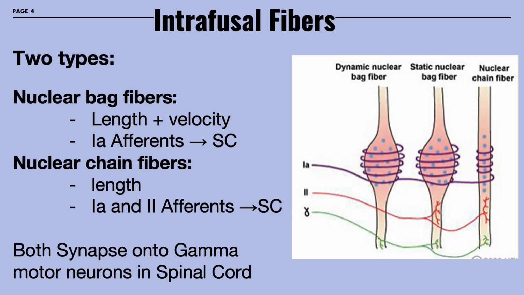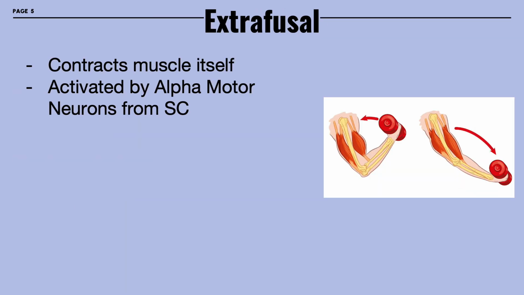The nuclear chain fibers, on the other hand, detect changes in length of a muscle and send that information back to the spinal cord with 1A and 2 afferents. Both of these synapse onto gamma motor neurons in the spinal cord. Extrafusal fibers, on the other hand, they are the ones that contract the muscle itself, like we said, but are activated by alpha motor neurons from the spinal cord.